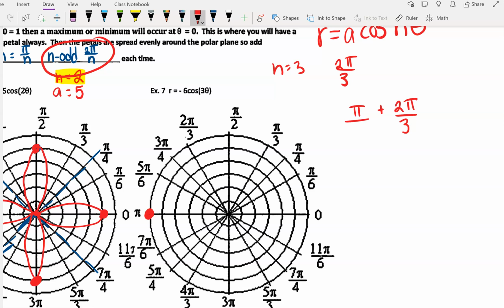Well, I want common denominators. Remember, pi would be the same as 3 pi over 3. So if I add those together, I'm going to end up at 5 pi over 3. So that's going to be where the tip of my next petal is going to be.